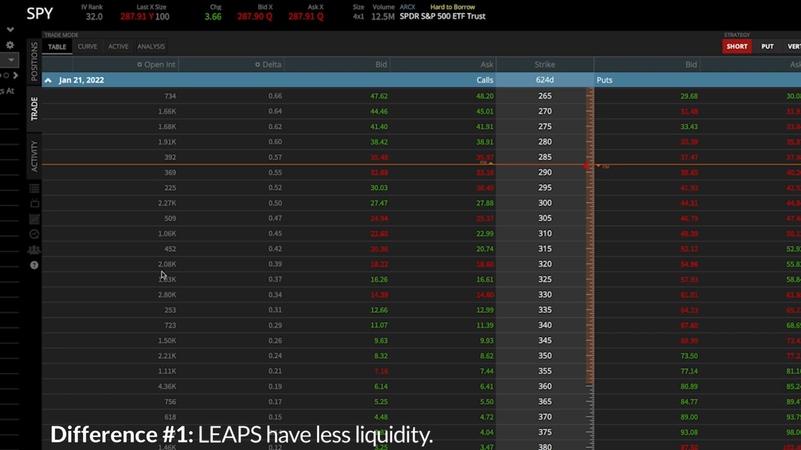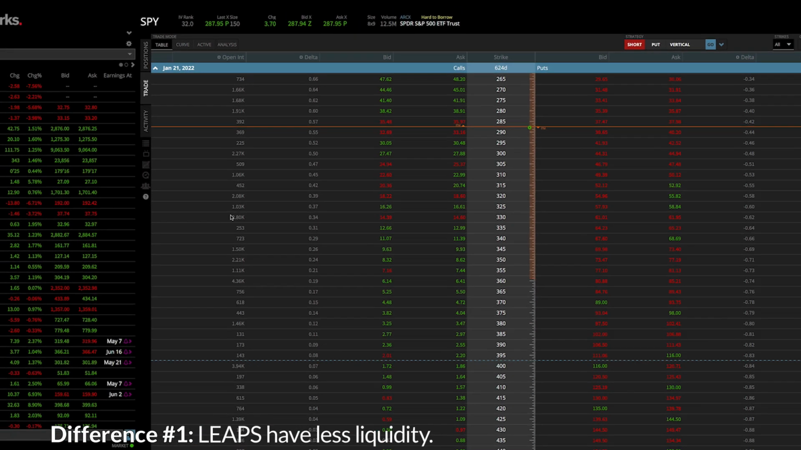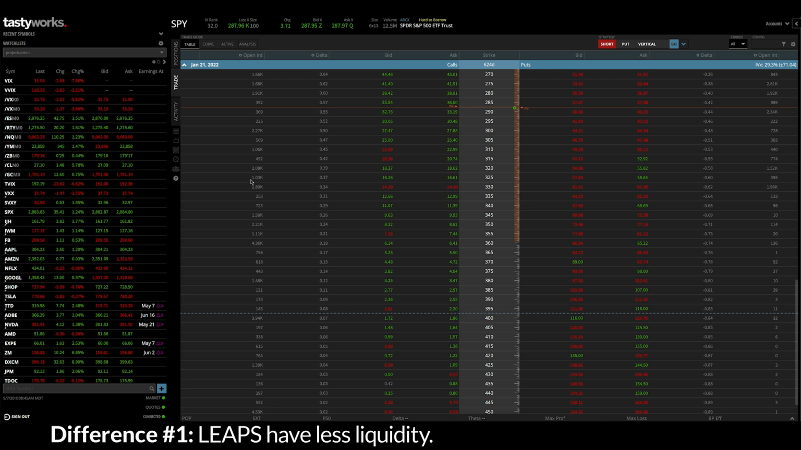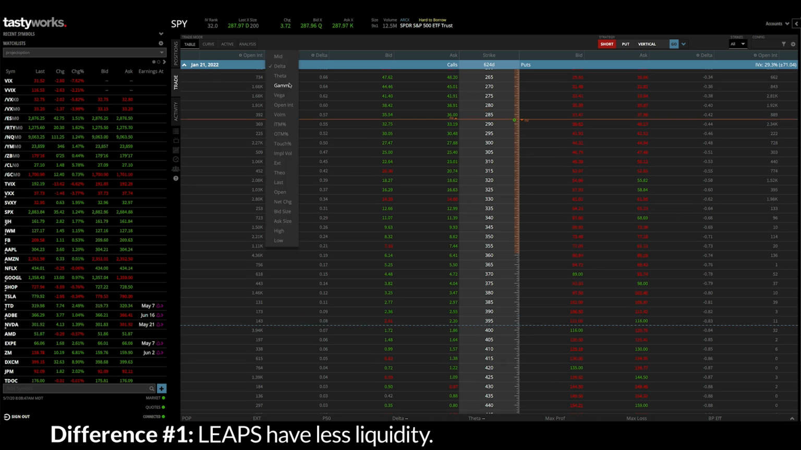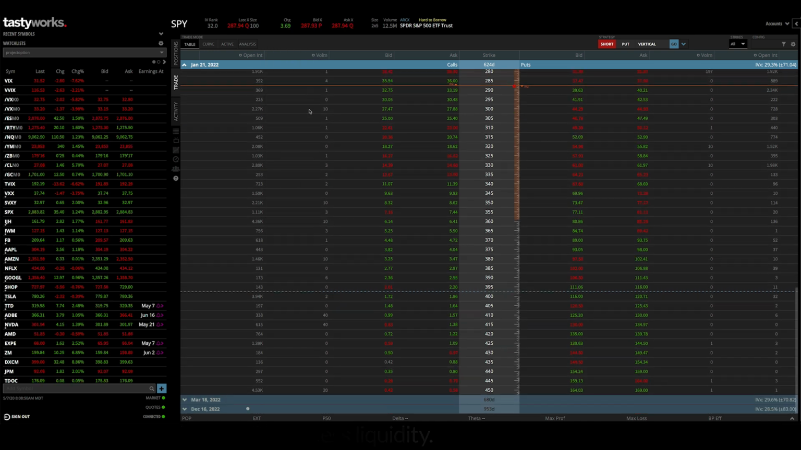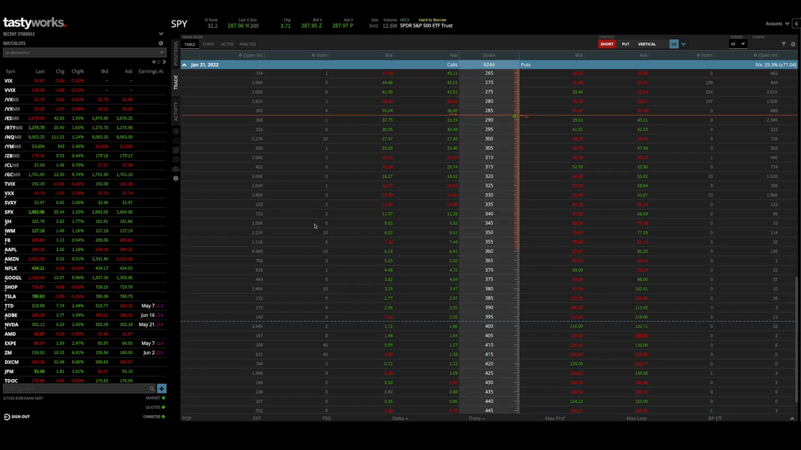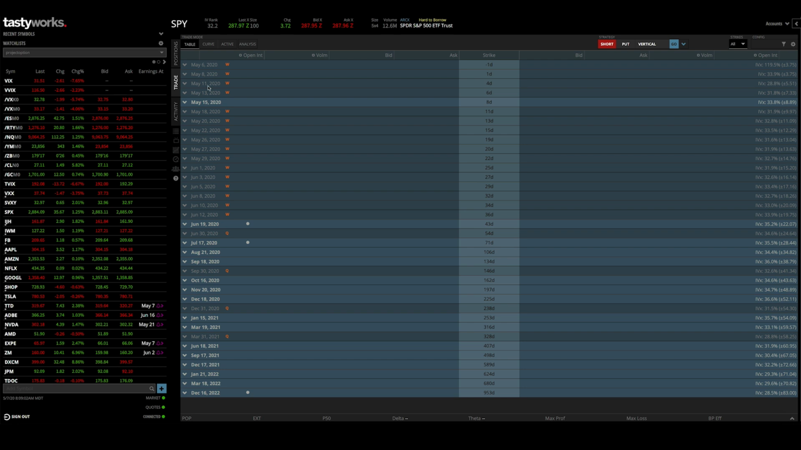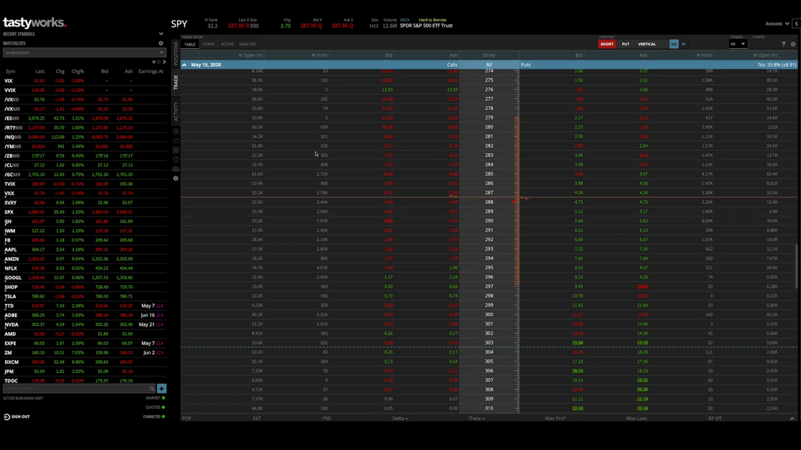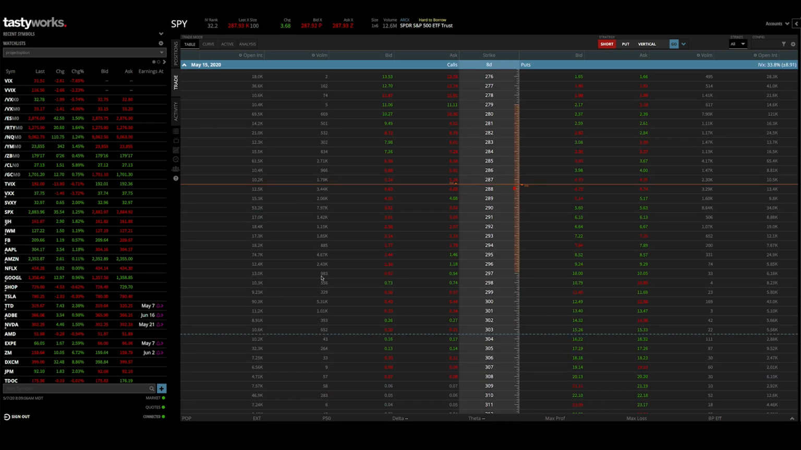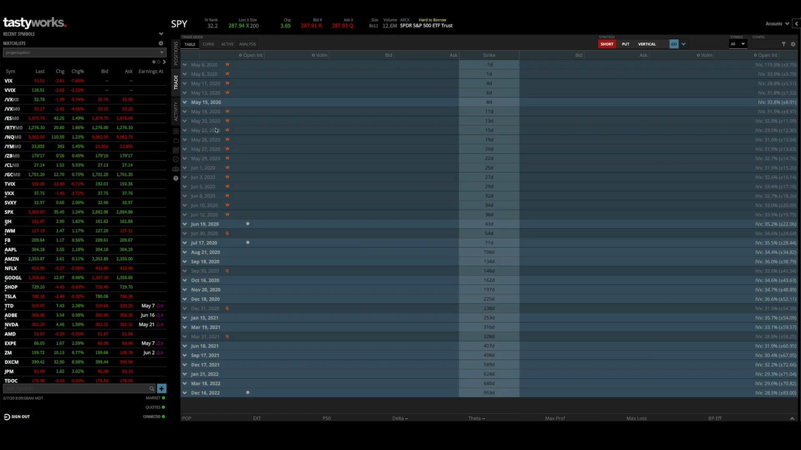So the first big difference when you're trading LEAPS is that you will have less liquidity, meaning there will be less open interest, meaning that there are fewer open contracts between two parties, and the volume will also be lower. So if I go to volume, you can see that the volume is really low, and that's because people are not actively trading these. People are just entering these positions and holding them for the long term, as they do have over 600 days to expiration. So if I quickly go to May 2020, we can see that the volume here is in the thousands, so no surprise there.